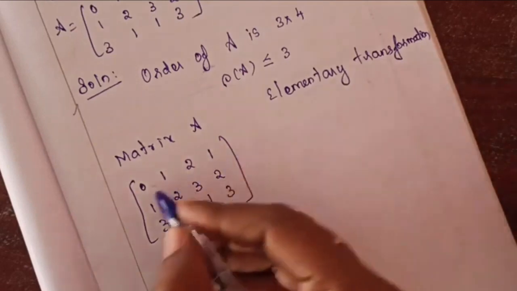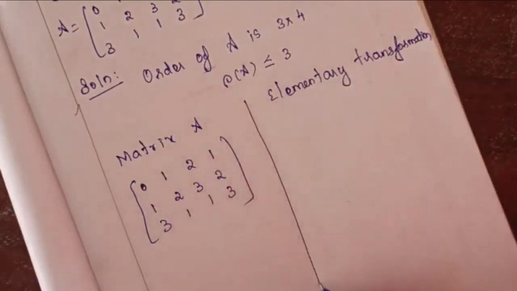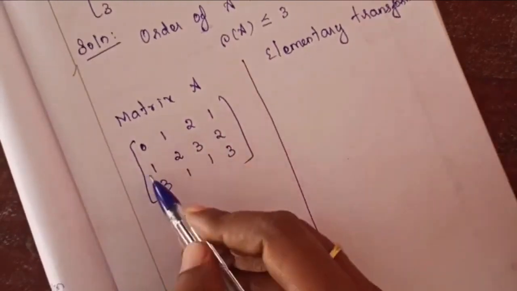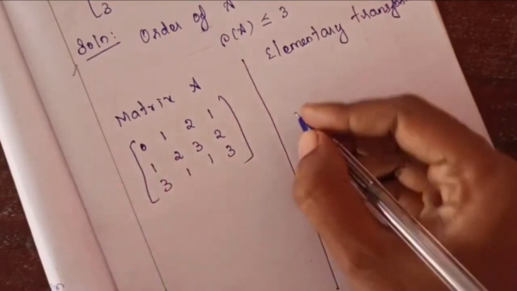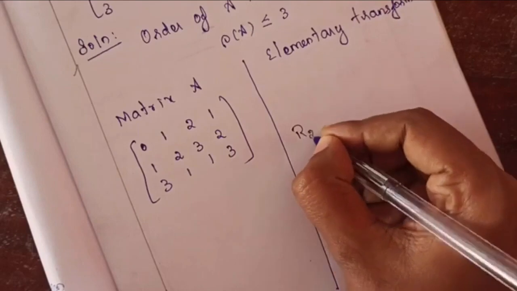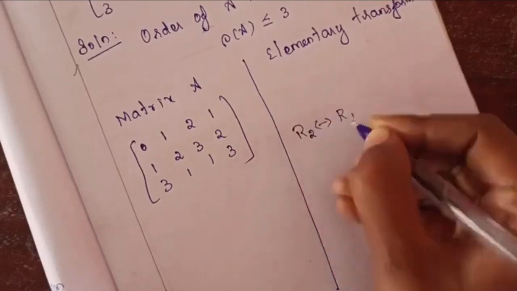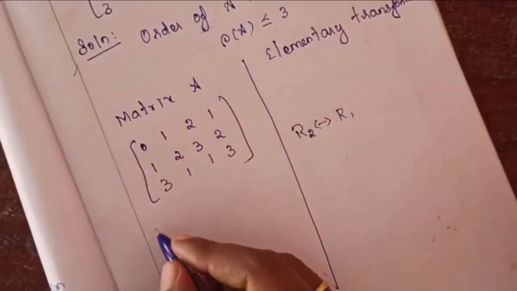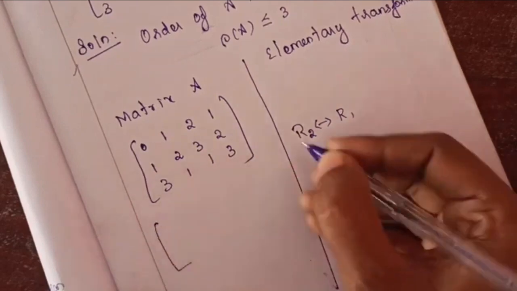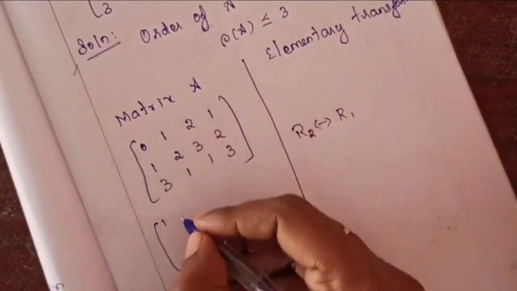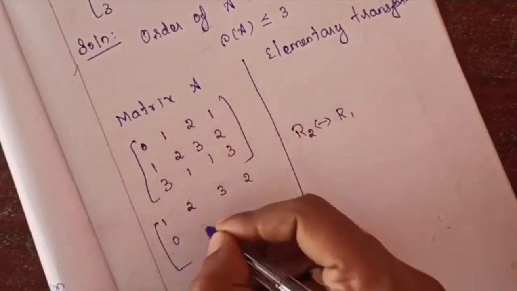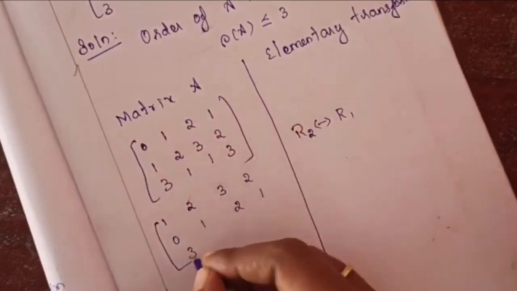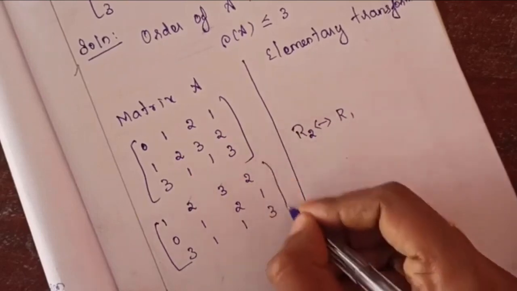So now see here, the first entry is 0. I said already, the first entry must be a number, it won't be 0. So first you need to interchange R2 and R1 to make this entry a number. So I am going to interchange R2 and R1. R2 will come to R1, that is 1, 2, 3, 2. This will come here: 0, 1, 2, 1. Then 3, 1, 1, 3. Understand?